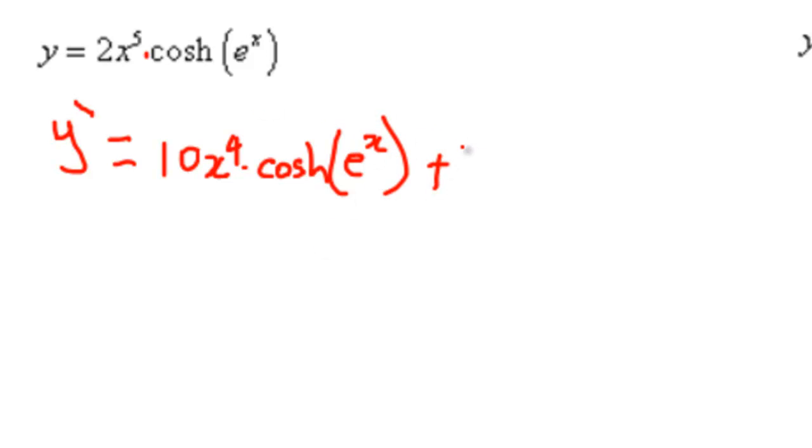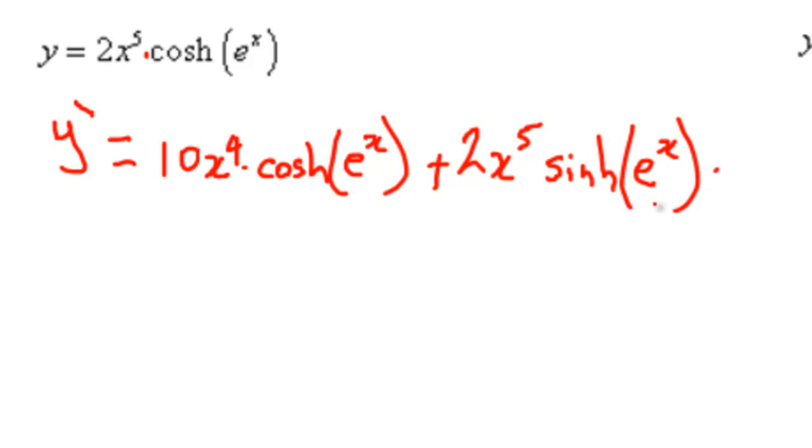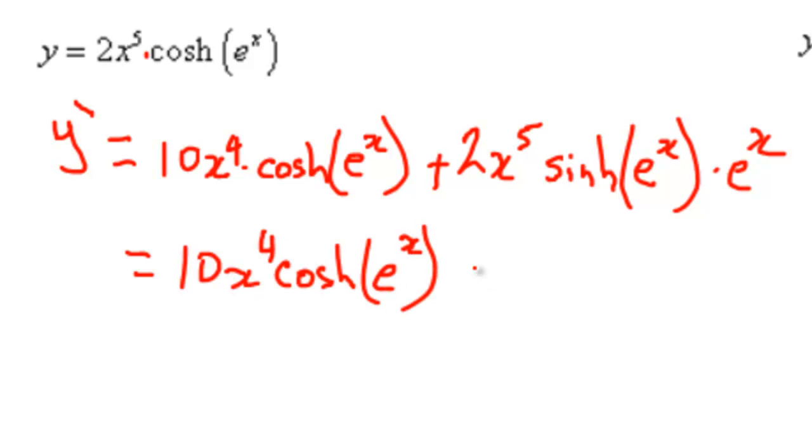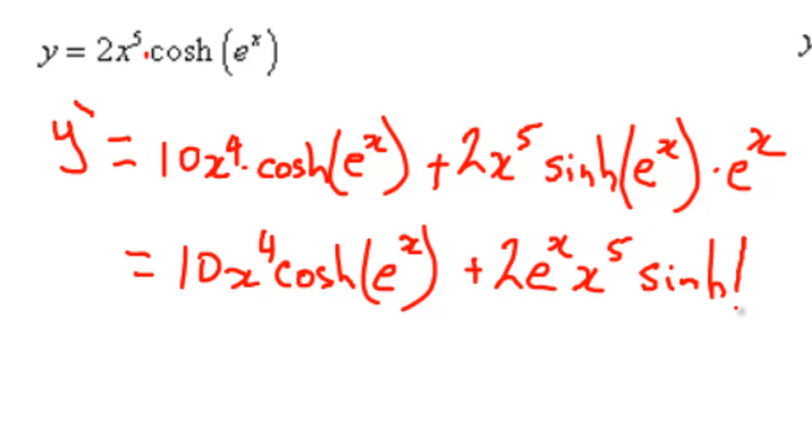Plus, keep the first, so we'll keep the 2x to the 5 and take the derivative of the hyperbolic cosine, which is hyperbolic sine, and the part in brackets stays the same, times the derivative of the part in brackets, and here the derivative of e to the x is e to the x again. And we'll just rewrite that. Not a lot we can do here, so we'll just move the e to the x over with the 2. And everything else stays the same.